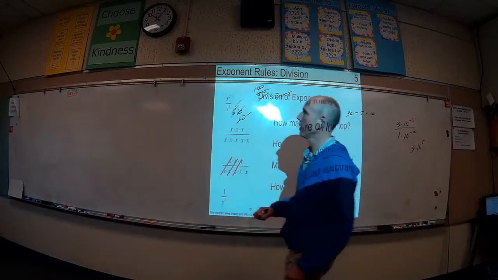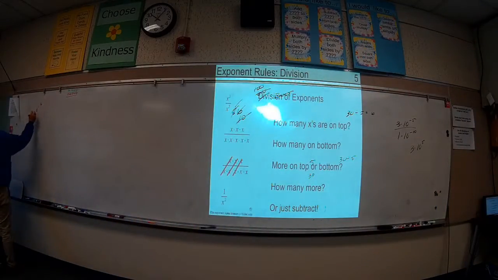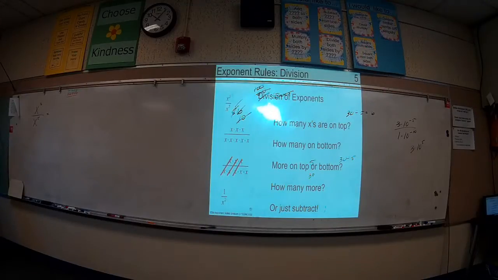So let's start with x to the 3rd over x to the 5th. In your notes. X to the 3rd over x to the 5th.